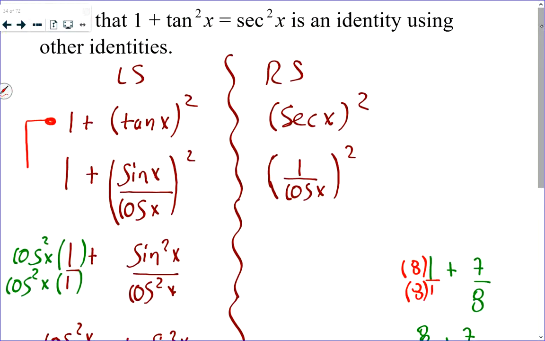Which, by the way, that identity we've just proven is on your formula sheet. You will never be asked to prove it. This was just a warm-up kind of thing. Any questions with any of the steps in that example?